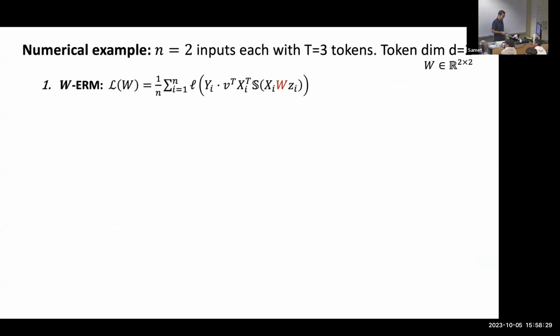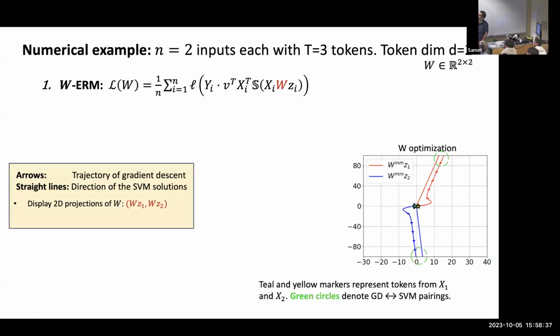So I just want to start with a numerical example. One numerical example is this LW: just optimize W. Here is what it looks like. Suppose we want to solve a problem with only 3 tokens in 2 dimensions, extremely small, and those inputs are shown here.